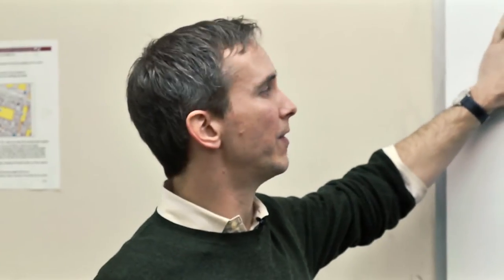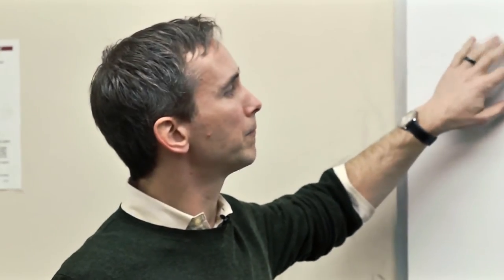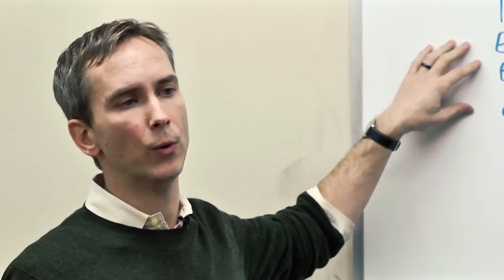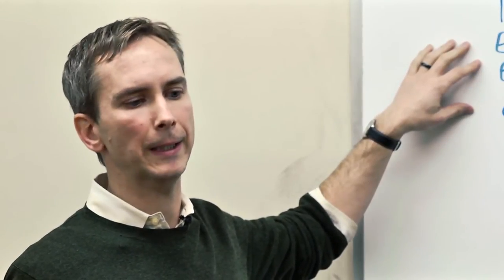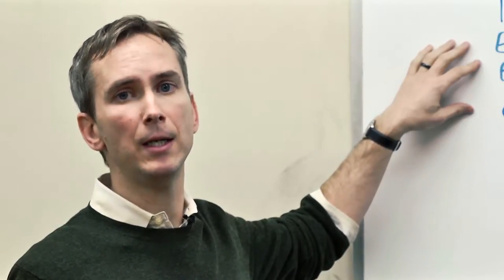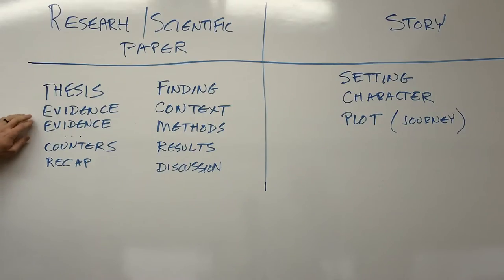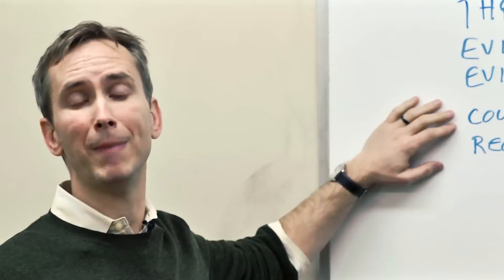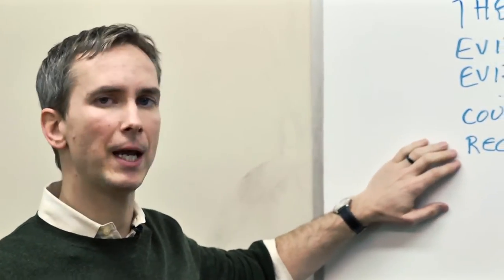In a research paper, you'd have a thesis. You'd make your claim about something. You would then build your evidence. So whether you're writing a paper about Shakespeare or whether you're writing a paper about a biological experiment that you've done, you have your claim, you have evidence, usually several paragraphs of evidence. And then often at the end, but sometimes at the beginning, you'll have counters. You'll take on the counter arguments that people might make. And then you would have a recap at the end.